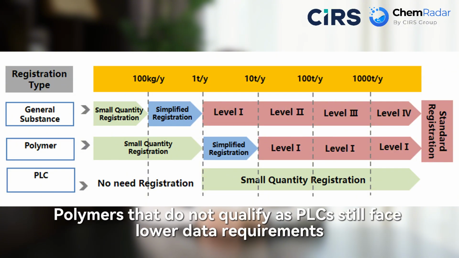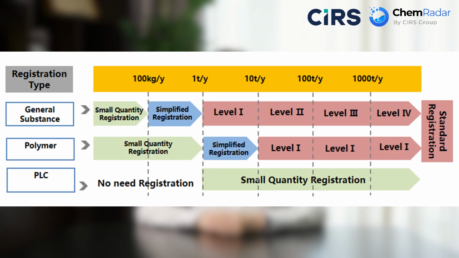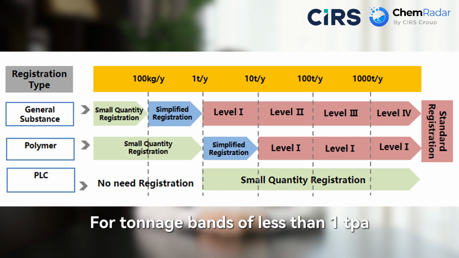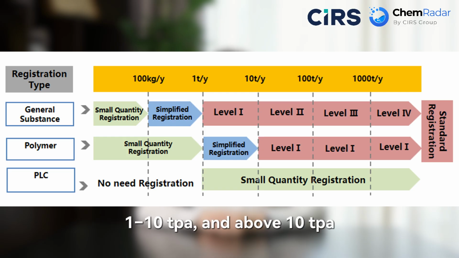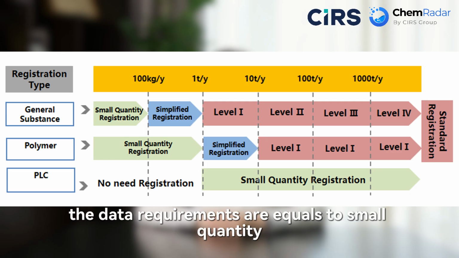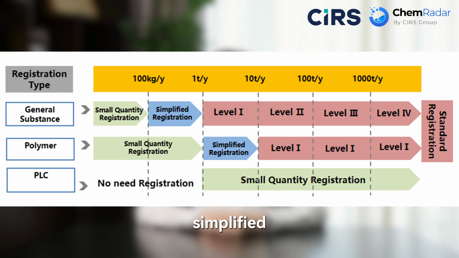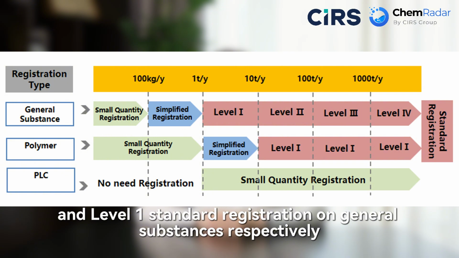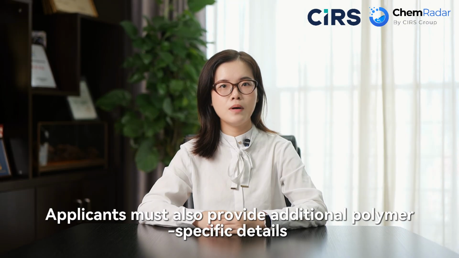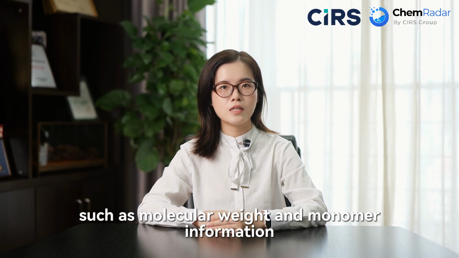Polymers that do not qualify as PLCs still face lower data requirements compared to non-polymers. For tonnage bands of less than 1 ton per year, 1 to 10 tons per year, and above 10 tons per year, the data requirements are equal to small quantity, simplified, and level 1 standard registration on general substances, respectively. Applicants must also provide additional polymer-specific details, such as molecular weight and monomer information.